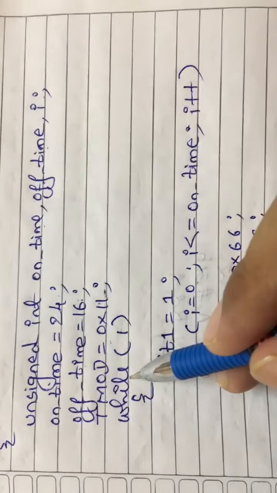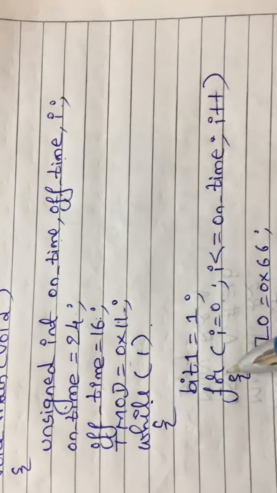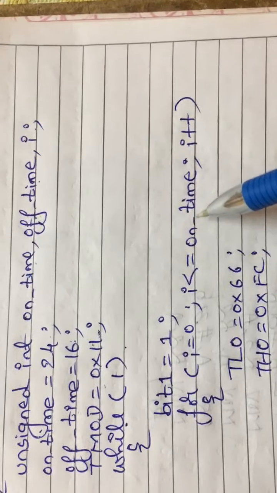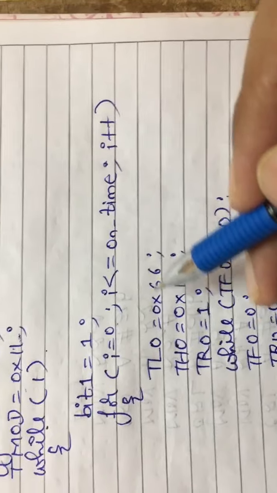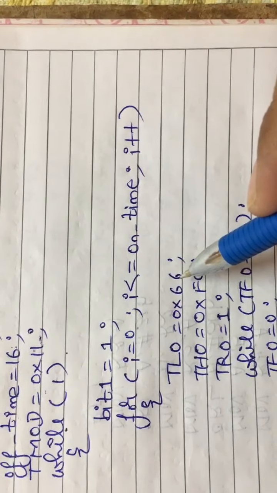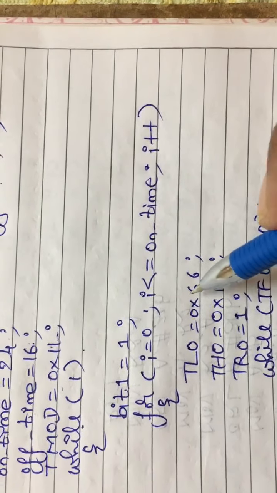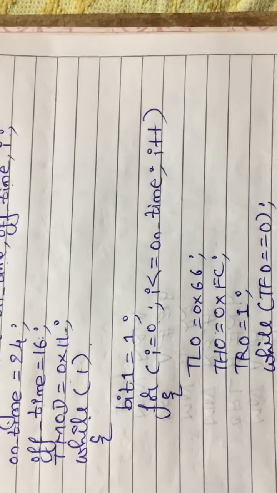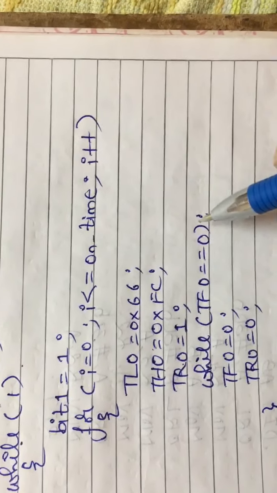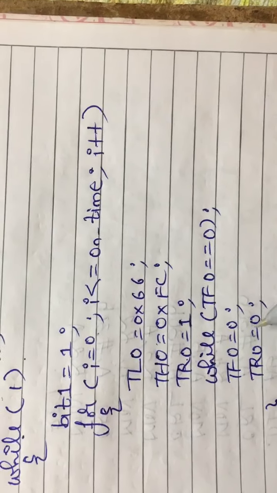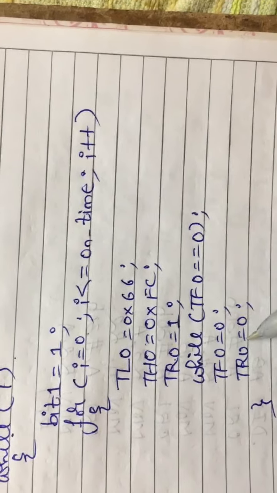It's very simple. While 1, make that bit equal to 1. So for i equal to 0, i less than on time, on time value is 24, i plus plus. Then start: give the value of TL0, that is 66 you will get. You can calculate it. TH0 you will get 0xFC. So give the value to the timer registers, start the timer. While TF0 is equal to 0, stop the timer and give the value TF equal to 0.